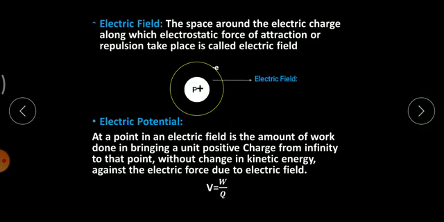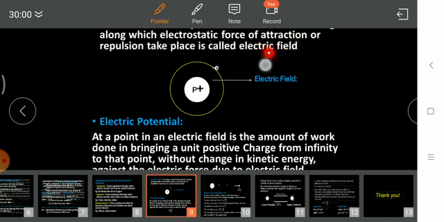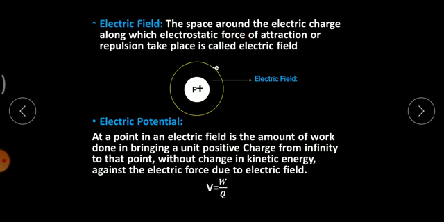Now let us discuss some more things, that is electric field. The space around the electric charge along which the electrostatic force of attraction or repulsion takes place is known as electric field. So electrostatic force is nothing but attraction and repulsion. Positive will repel positive, negative will repel negative, positive will attract negative. So this is an electrostatic force. So the space around which the electrostatic force happens, that is an electric field.